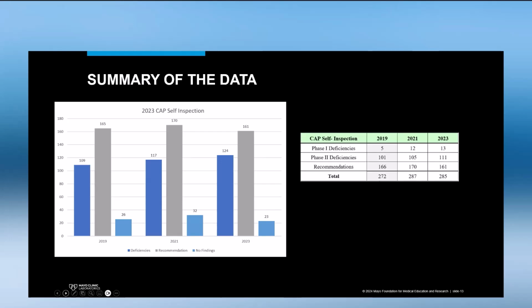So it's really nice to display this year-over-year. We have a chart here that shows, year-over-year, how many deficiencies, how many recommendations, and how many labs had no findings. Another way to display your year-over-year comparison is in a table format: how many phase 1 deficiencies, how many phase 2, how many recommendations, how many total, and how does that compare year to year?